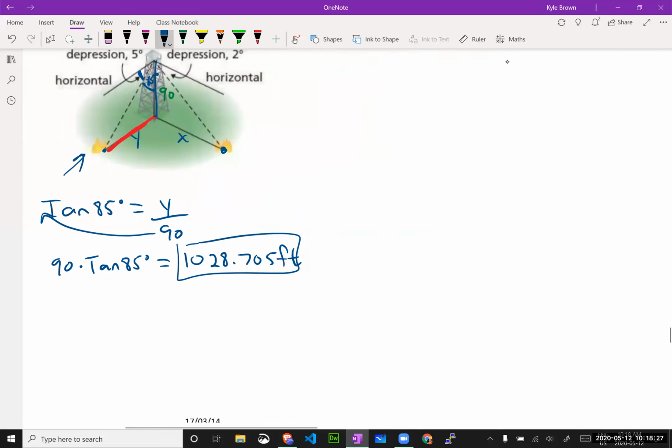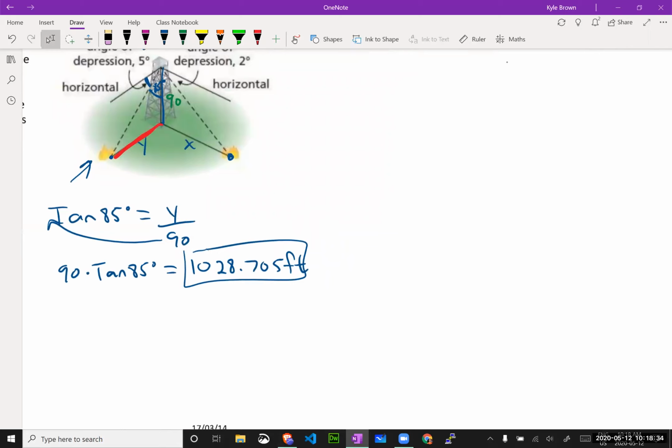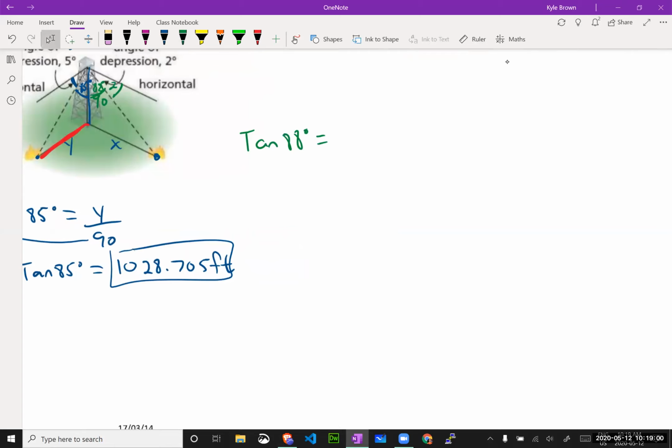All right, now let's do the other one. Pretty much the same thing, but now we're using the other angle. This angle of depression was 2 degrees, so in that case this is going to be 88, an 88-degree angle in there. We'll do the same thing, but now instead of 85, it's tan of 88 degrees is equal to X.